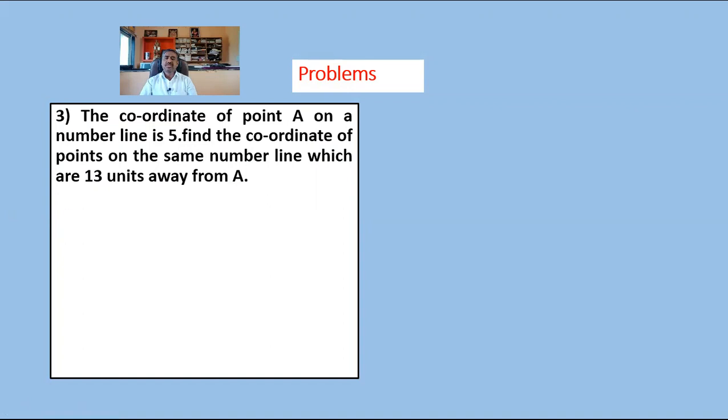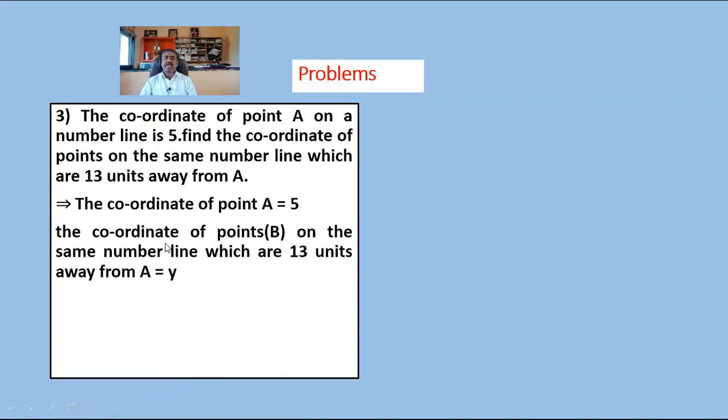The coordinate of point A is 5. Let the coordinate of point B on the same number line, which is 13 units away from A, be y. Therefore, distance AB is equal to 13. There are two possibilities for the coordinates 5 and y.